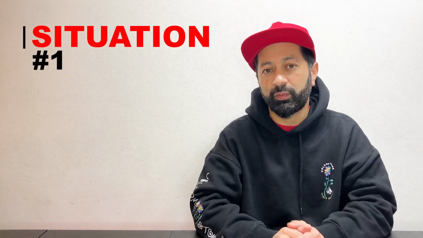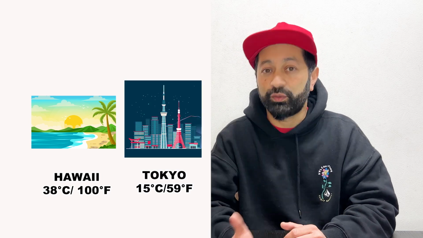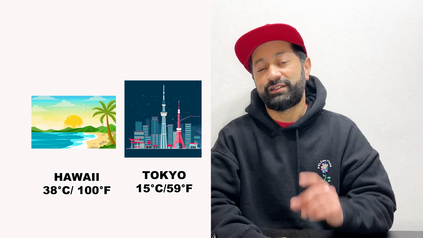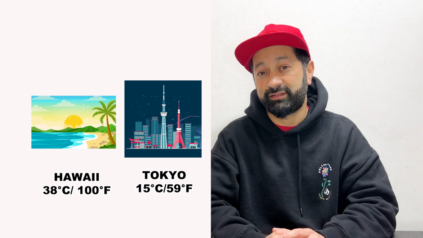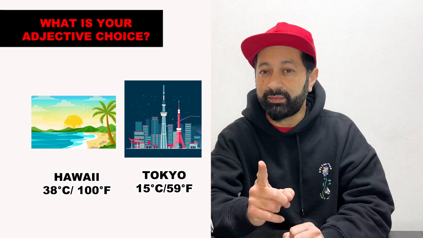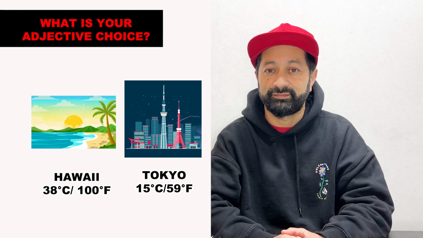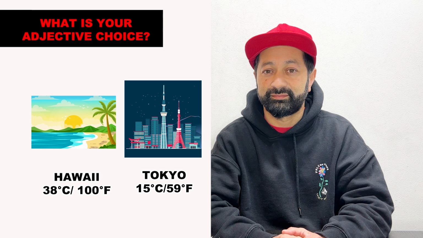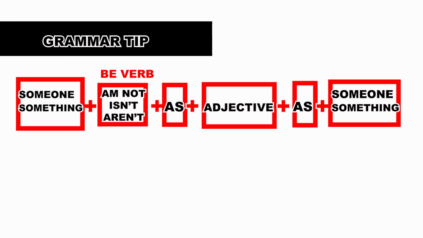All right, situation number 1. We've got Hawaii. Hawaii, beautiful Hawaii. It is 38 degrees Celsius or 100 degrees Fahrenheit. And we have Tokyo, another great city. Tokyo, it is 15 degrees Celsius or 59 degrees Fahrenheit. I want you to make a sentence using Hawaii and Tokyo, but the first thing you must do is think of your adjective. After you think of your adjective, using the pattern that I've used already, please make a sentence. All right, let's try.